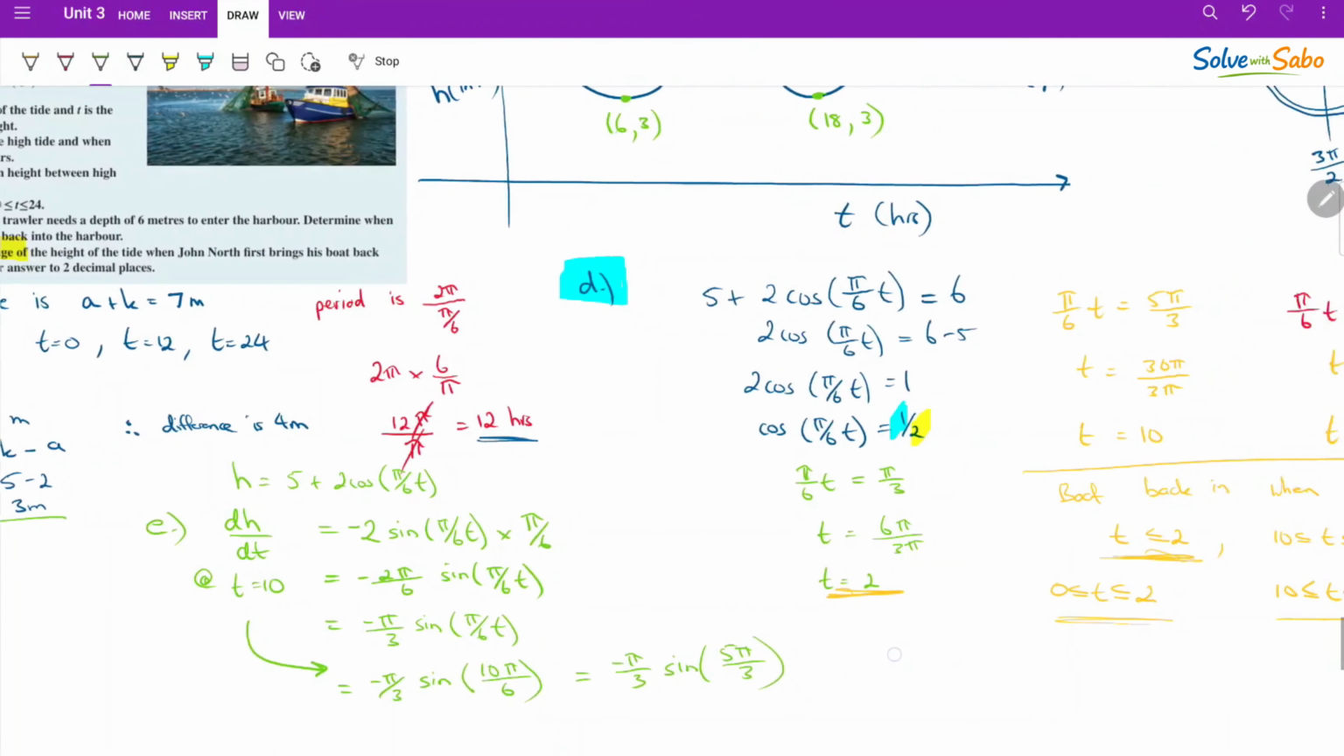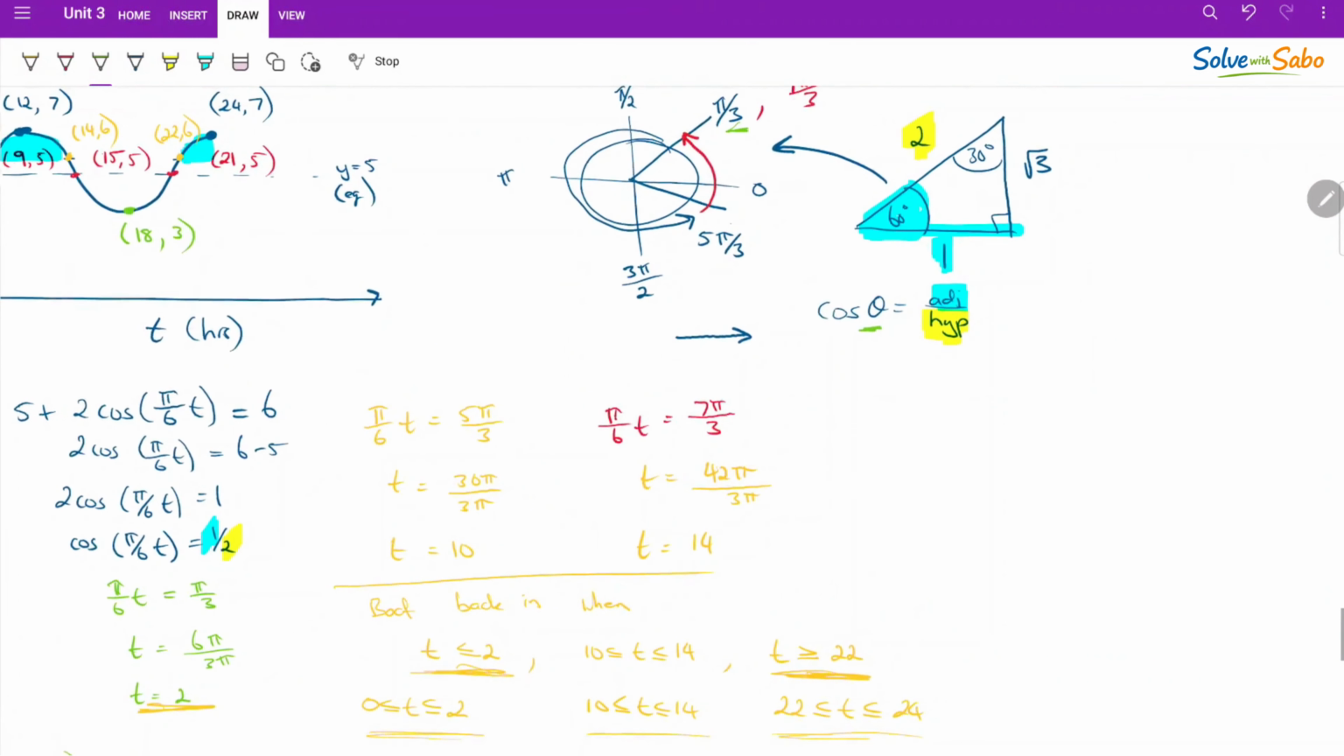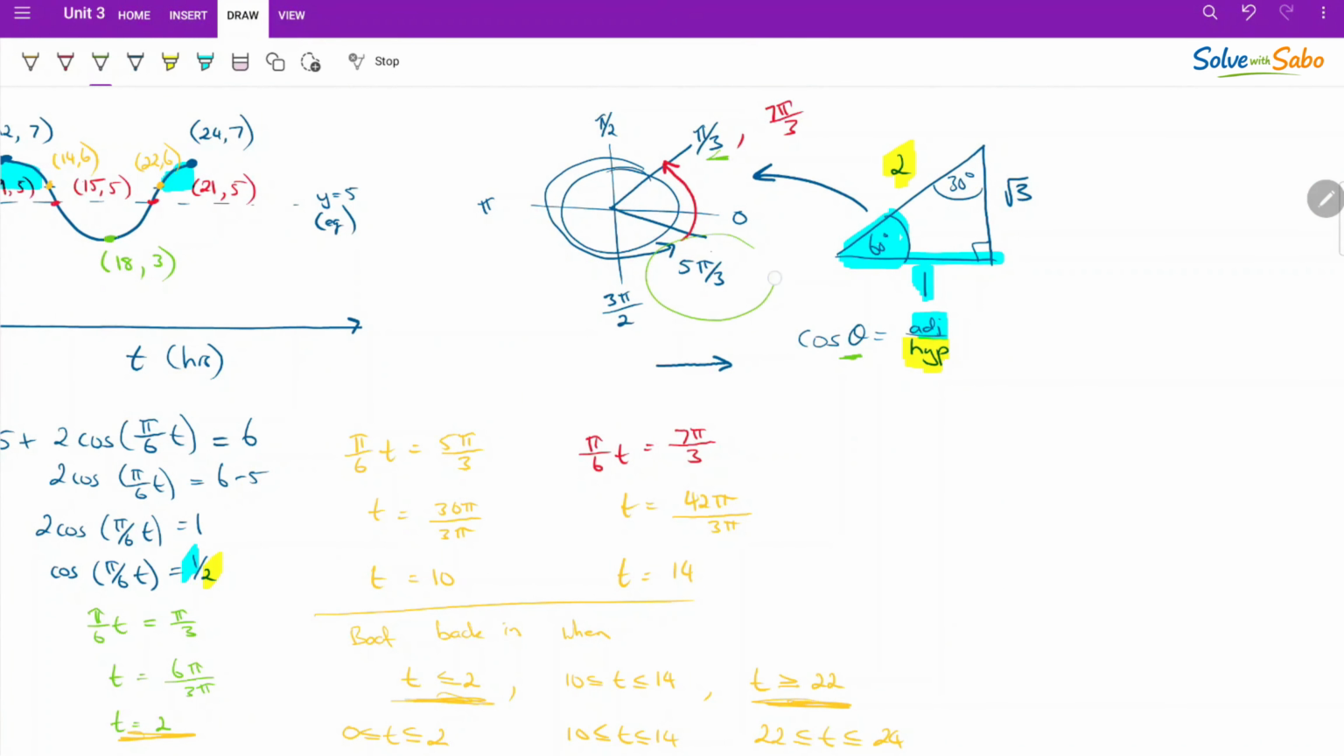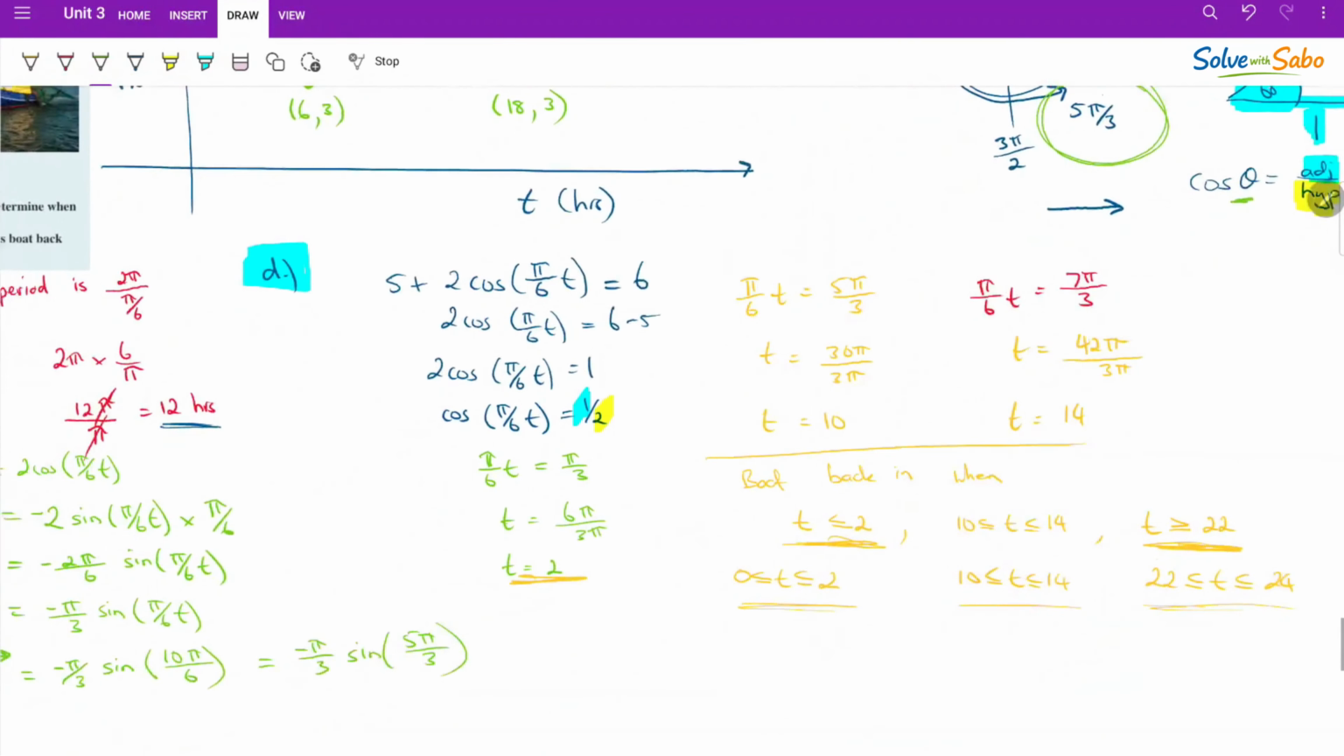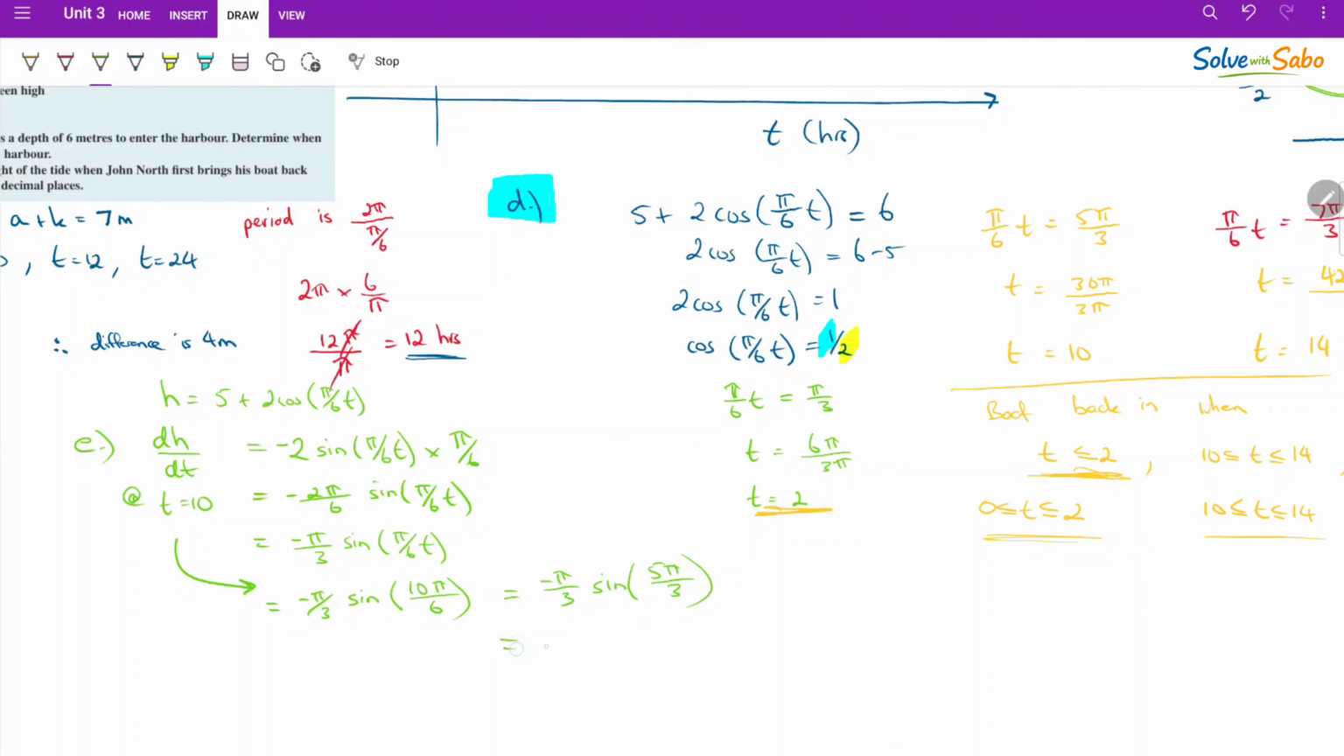So let's go back to our circle over here. 5 pi on 3. Well, we know exactly where 5 pi on 3 is. So 5 pi on 3 is a base of 60 degrees. And if cos is adjacent over hypotenuse, then sine is opposite over hypotenuse, which is root 3 over 2. So negative pi on 3, sine of 5 pi on 3, all of this here becomes root 3 over 2.